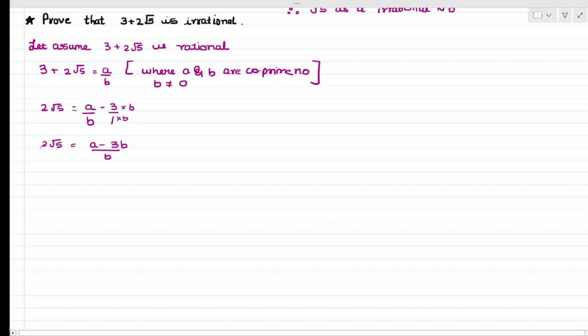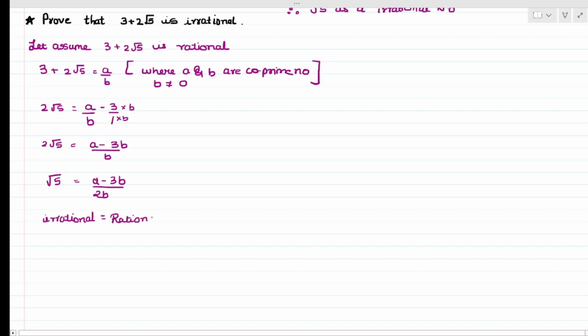Now I don't want this 2. I only want this root 5. So if I am changing the side of 2, if 2 is in multiplication, where will it go? It will go in division. So A minus 3B upon 2 times B, that means I will get 2B. Okay. Now I know from the above case that my root 5 is an irrational number. I literally proved that my root 5 is an irrational number, and this is in my A upon B format, or say P by Q format. So that means it is a rational number.